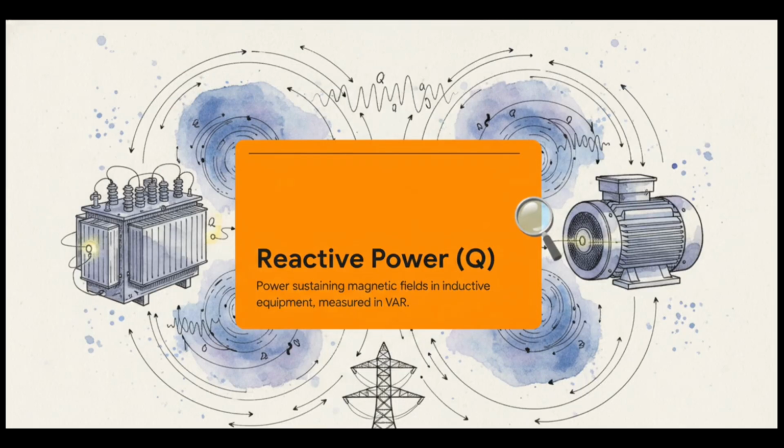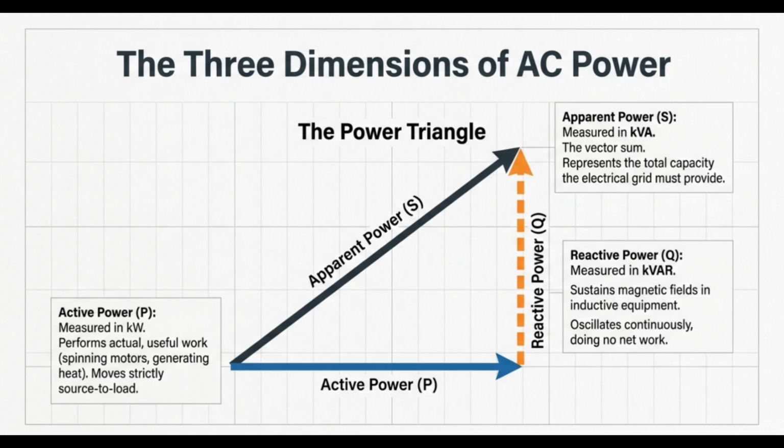But here's where it gets kind of weird. Enter reactive power, or Q. Think of this as the grid's phantom power. You can't use it to light a bulb, and you definitely can't use it to toast your bread. Instead, it just endlessly oscillates back and forth. It acts as a necessary sustaining force to keep magnetic fields alive in massive transformers and motors. Without this invisible ghost, those machines literally just wouldn't spin.